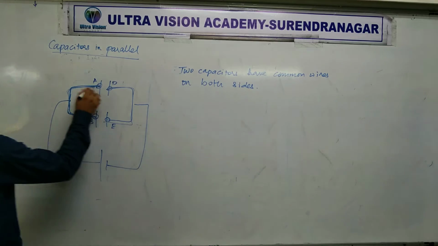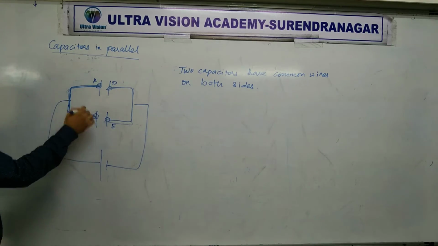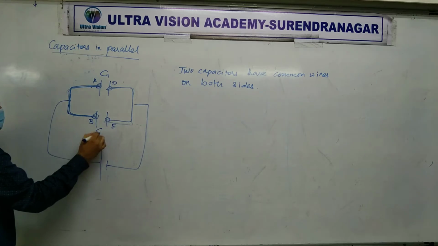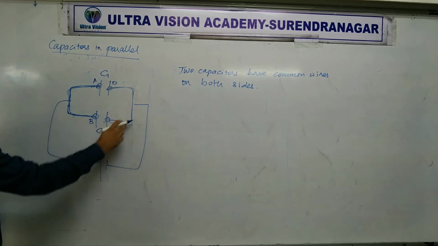Common wire, this A to B is just one wire. It's a common wire for capacitor 1 and 2. Similarly, on the other side also, this D to E is a common wire.